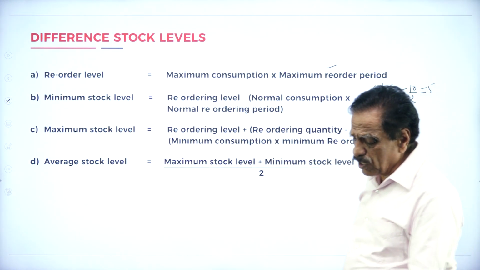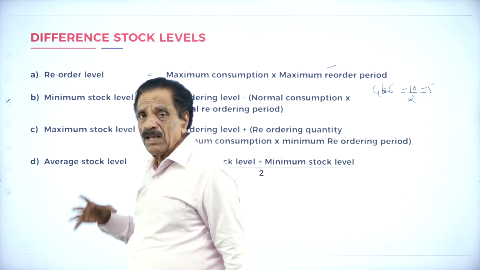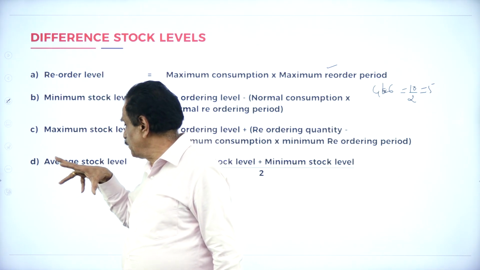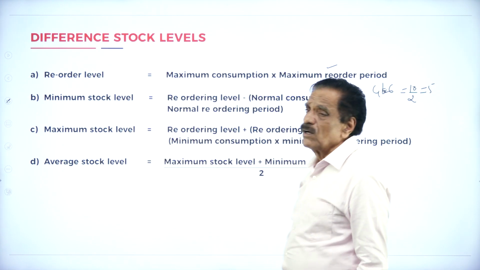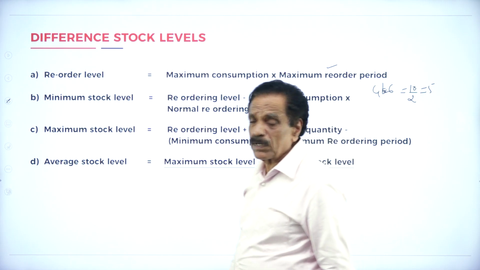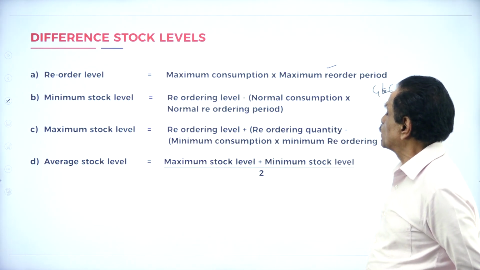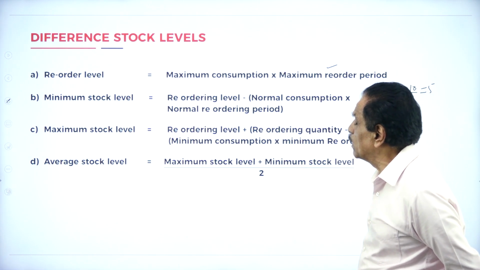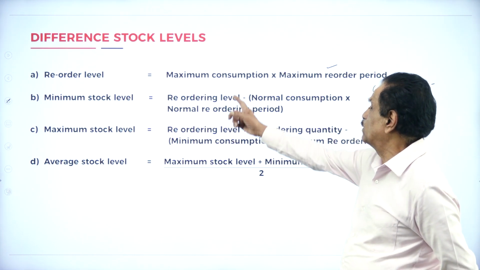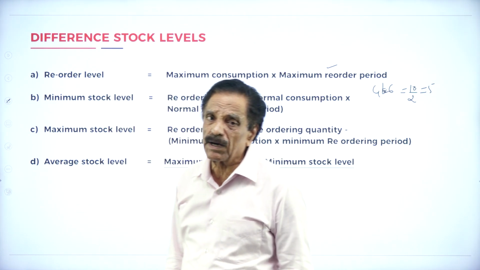Regarding the different stock levels, we have 4 stock levels: reorder level, minimum level, maximum level, and average stock level. What is the reorder level? Maximum consumption multiplied by maximum reorder period. The minimum stock level is the reorder level minus normal consumption multiplied by normal reorder period. This is very important.